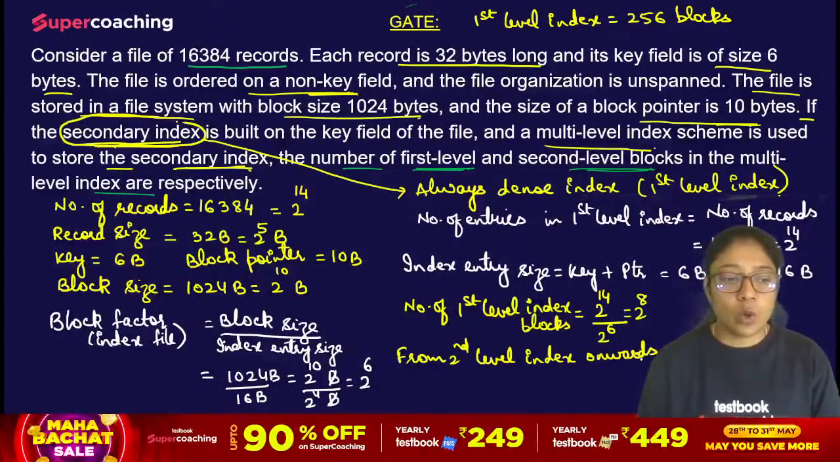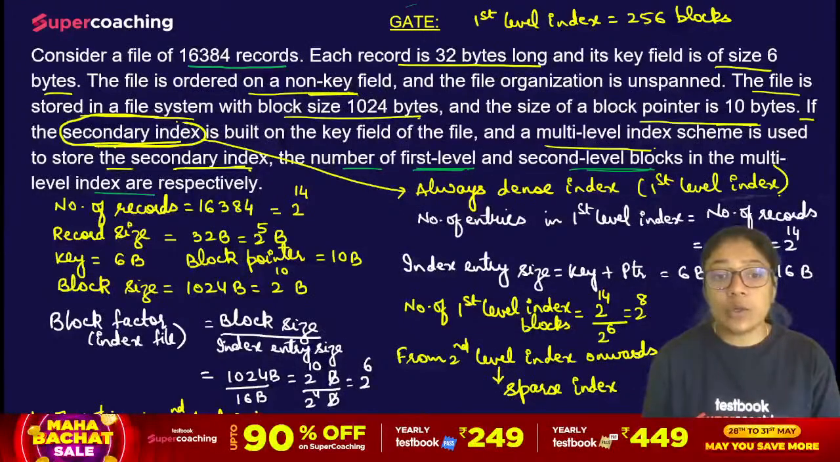Now from the second level index onwards, this is always going to be a sparse index. This means that the number of entries in the second level index is equal to the number of blocks at the first level index file, and that is 256.